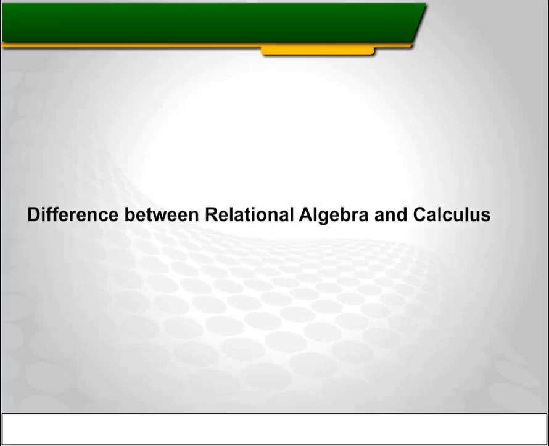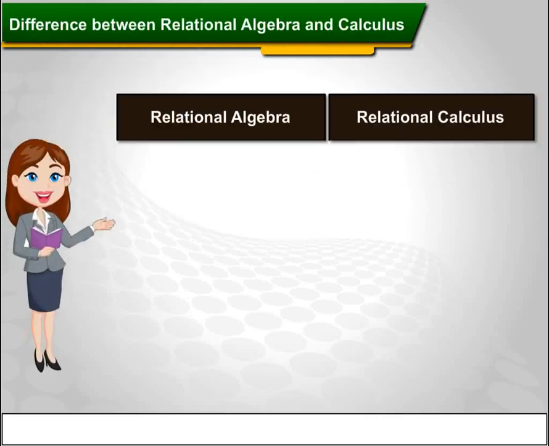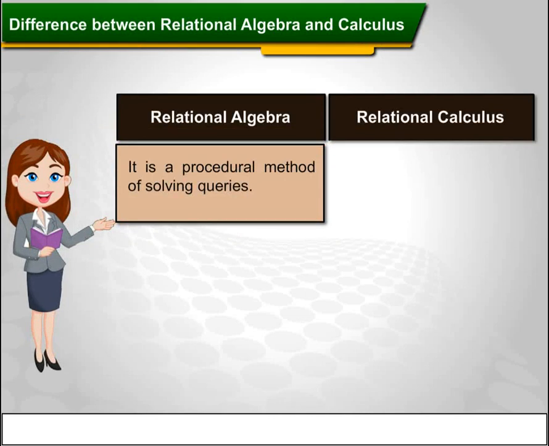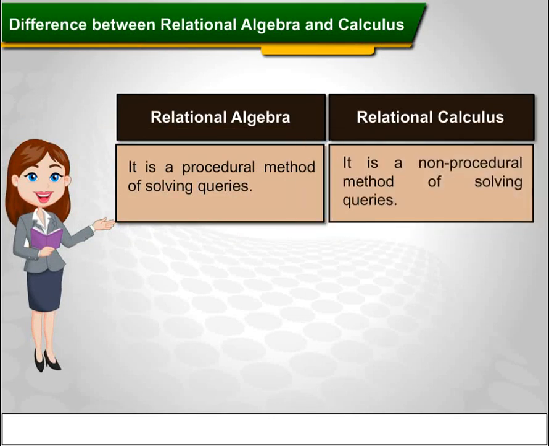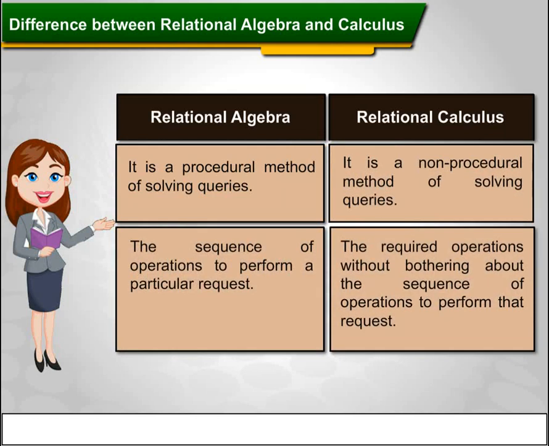Difference between relational algebra and calculus. Relational algebra is a procedural method of solving queries, while relational calculus is a non-procedural method of solving queries. Algebra specifies the sequence of operations to perform a particular request, while calculus specifies the required operations without bothering about the sequence of operations to perform that request.